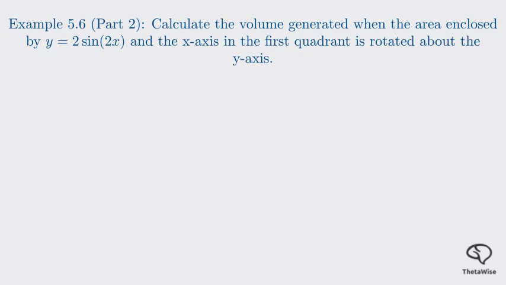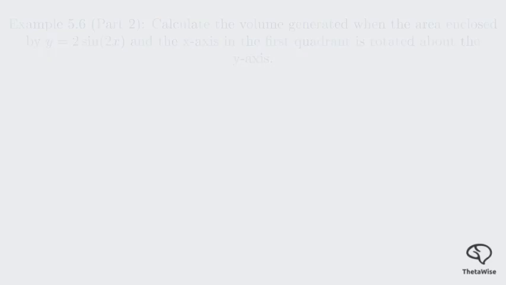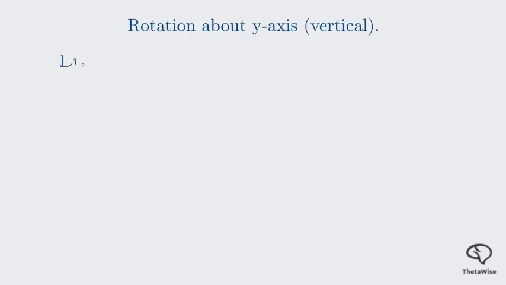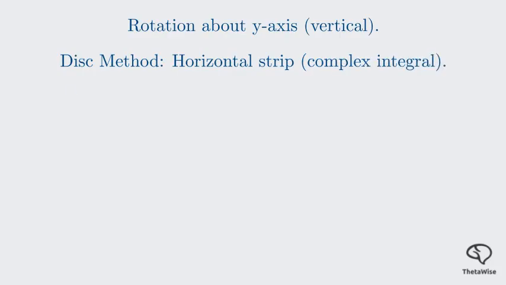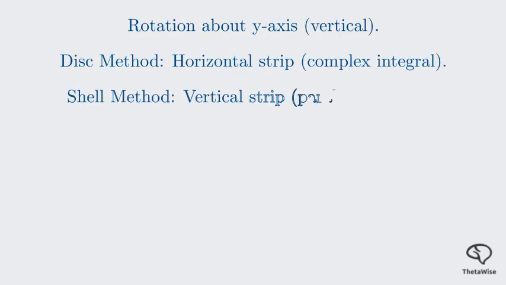Let's think about our strip. For rotation about the y-axis, if we were to use the disk method, the strip would have to be horizontal. We already determined that this would lead to a difficult integral involving arcsine. Instead, let's use the shell method. The shell method requires a strip parallel to the axis of rotation. A vertical strip, like the one we used for the disk method, is parallel to the y-axis. This should work much better.